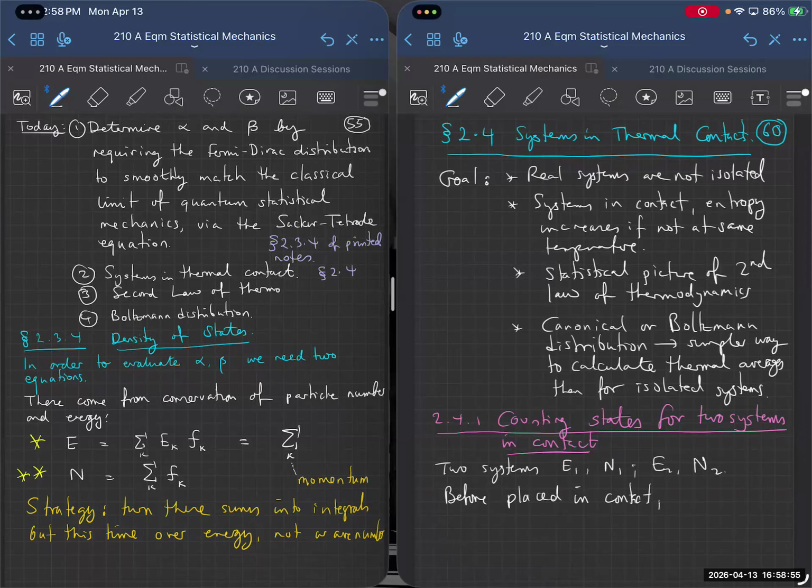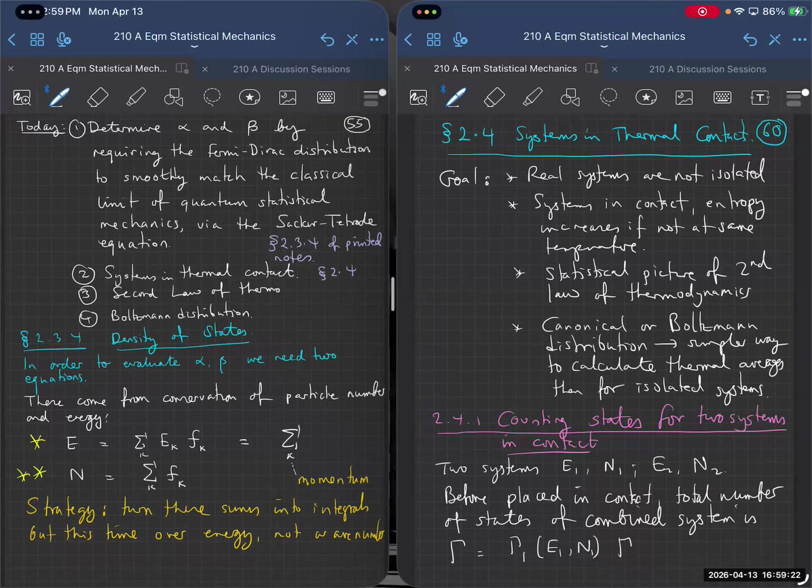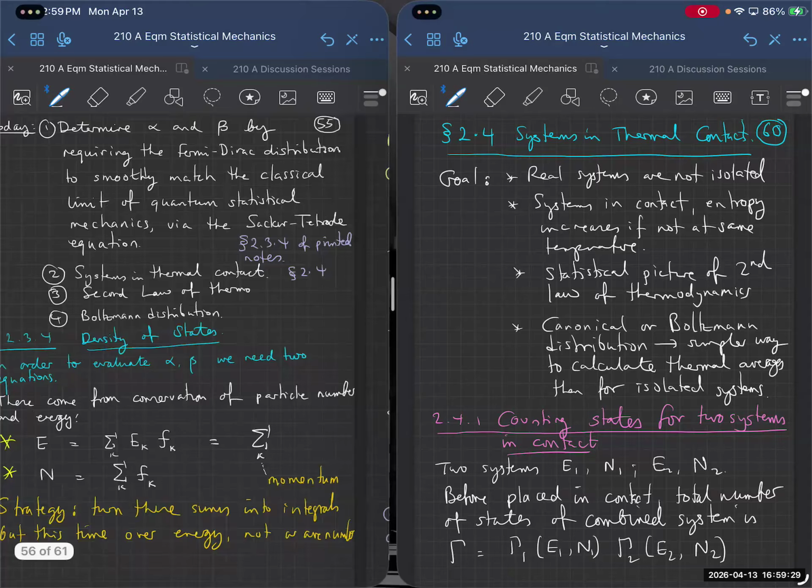And before they're placed in contact, the total number of states of the combined system is just the product. So it's gamma of system 1 with energy E1 and N1, and then system 2 with energy E2 and N2. So that's the state of the system.